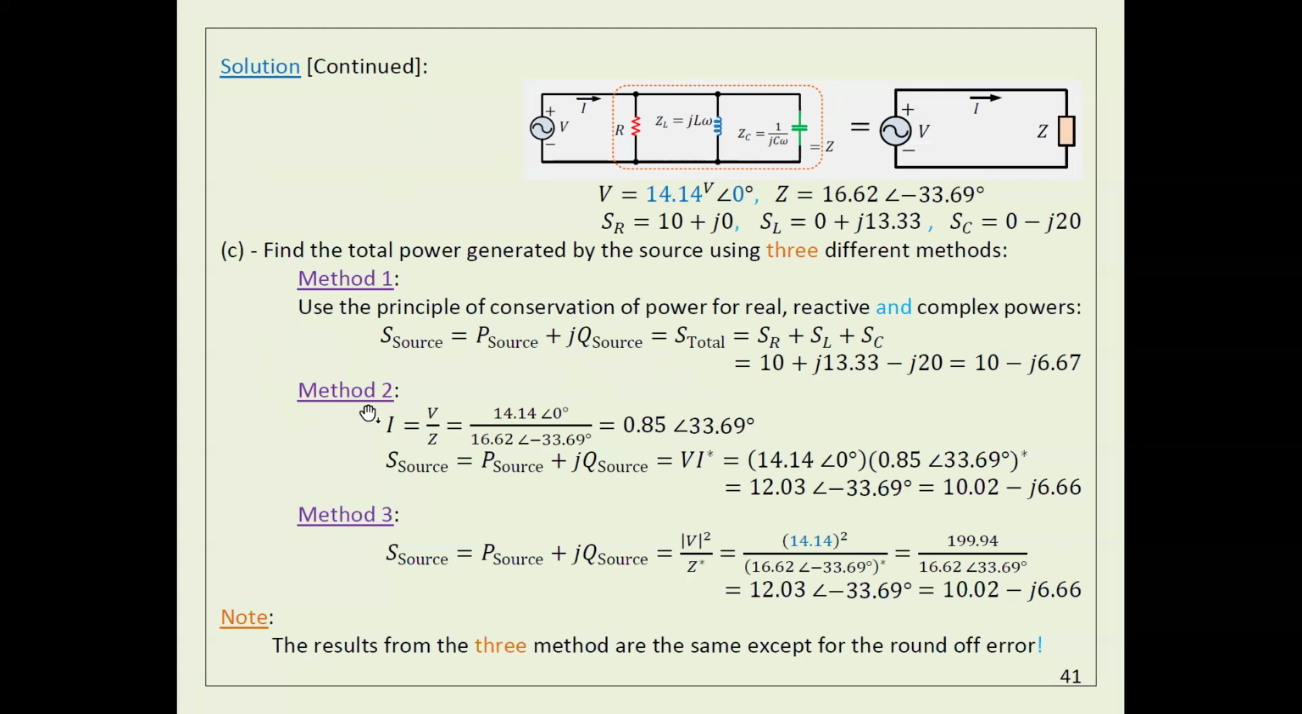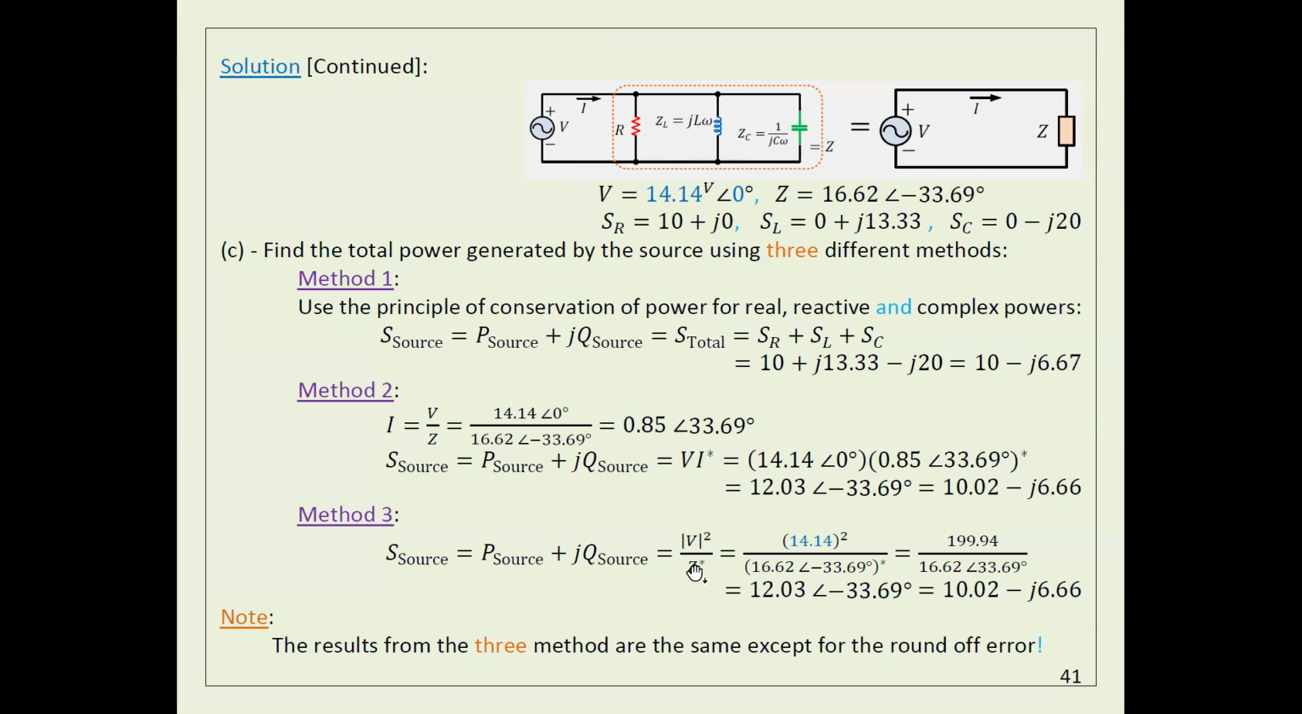There is another way I can do it, which is I already know V, and I already know Z, the total Z. You have V and you have Z. Can you calculate the power? Yes, I can use this formula here, V squared divided by Z. Or I have V, I need to find I. Once you find I, the power is going to be V I asterisk. V I asterisk. Okay?